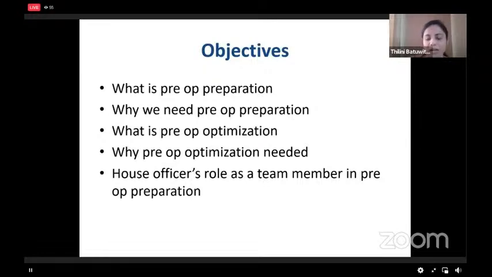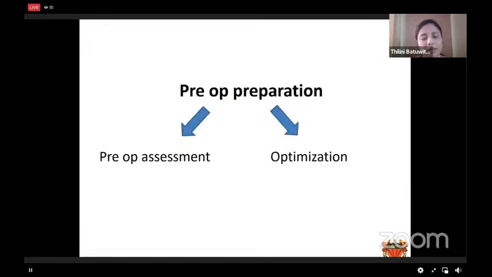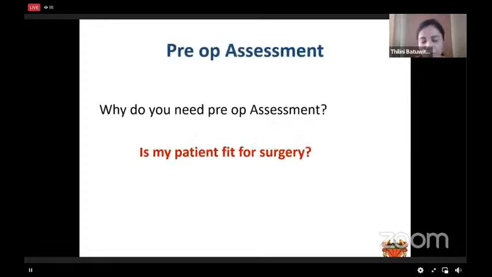Preoperative preparation includes the assessment as well as the optimization. When a patient comes for a surgery, let's say elective surgery, initially you have to assess the patient, and we don't send the patient straight away to the theater once the patient is admitted to the hospital. There are certain preparations that we have to do. So it will include the assessment and optimization. We will discuss how you assess the patient for a surgery, and then how you optimize a patient for the surgery.